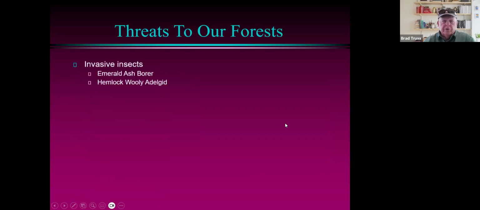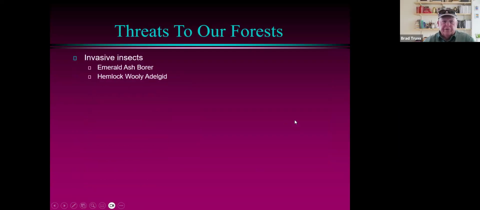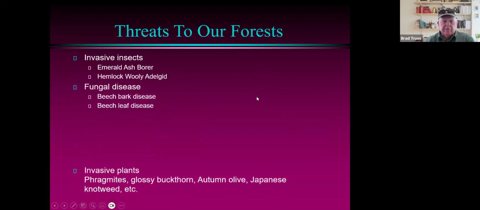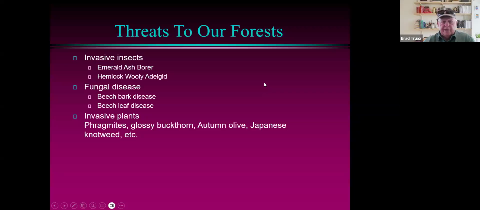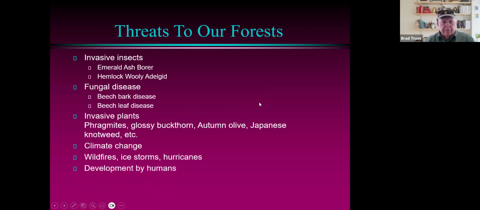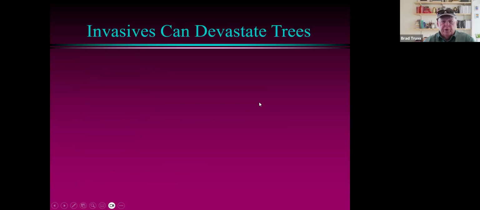And there are certain threats to our forests. There are invasive insects like the emerald ash borer or the hemlock woolly adelgid. There are fungal diseases like beech bark disease and beech leaf disease. There are invasive plants, Phragmites, glossy buckthorn, autumn olive, Japanese knotweed, to name just a few. And climate change is a threat to our forest. Climate change has led to wildfires, more ice storms, more hurricanes. And again, another threat to the forest is development by humans.